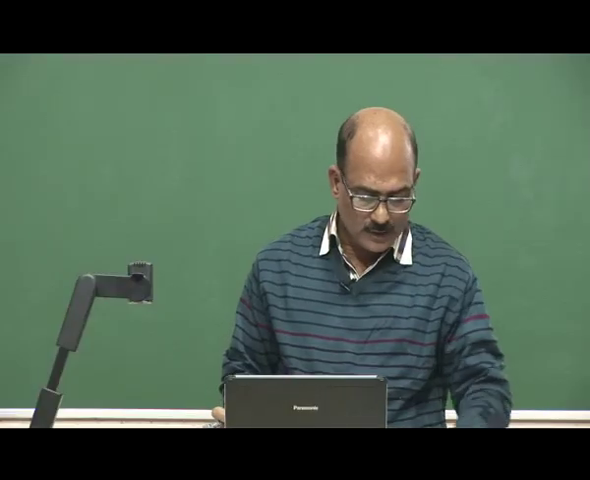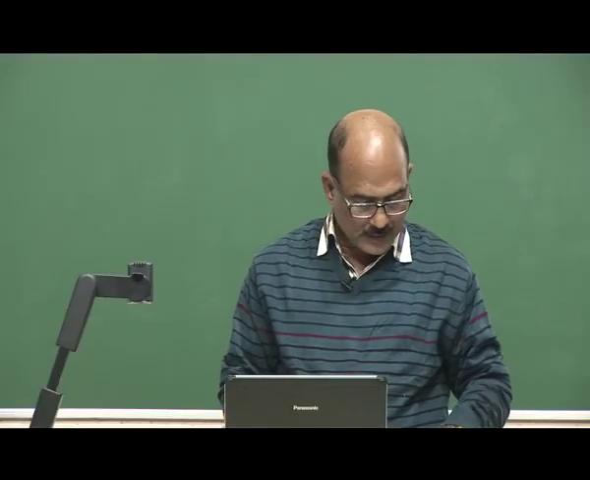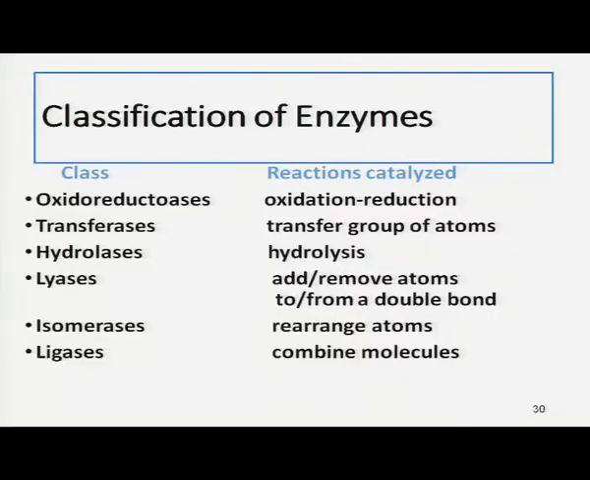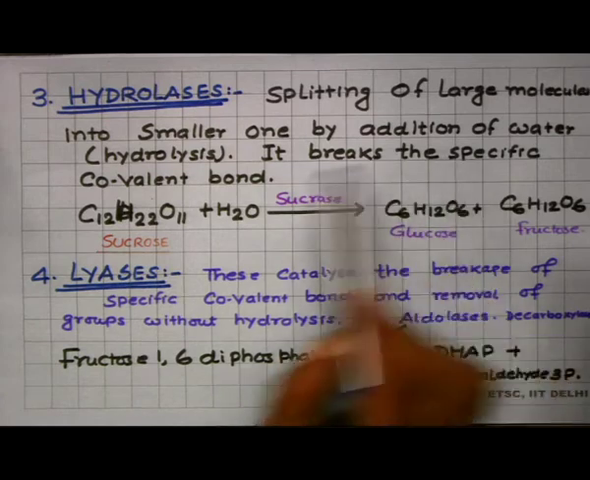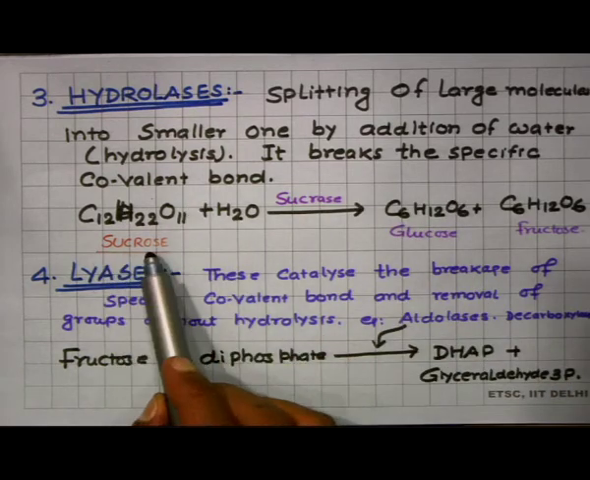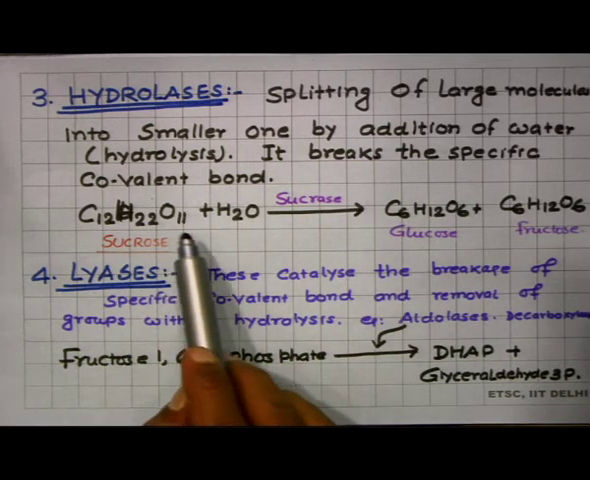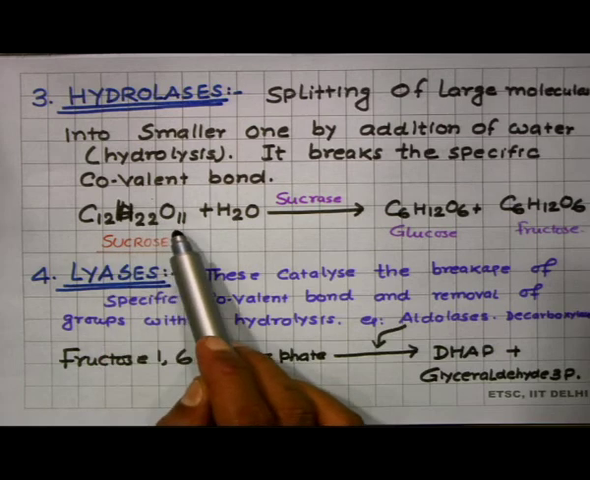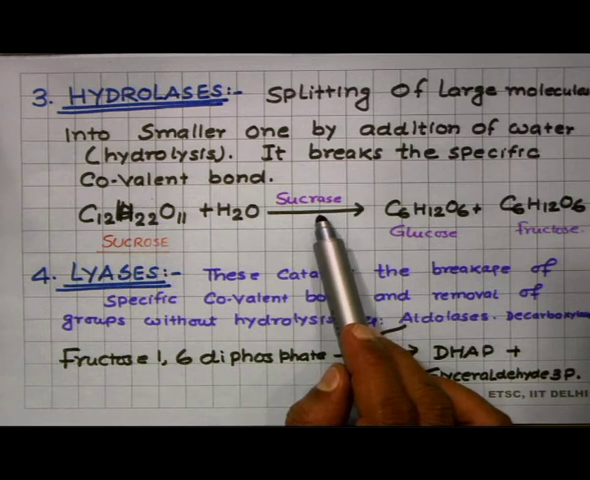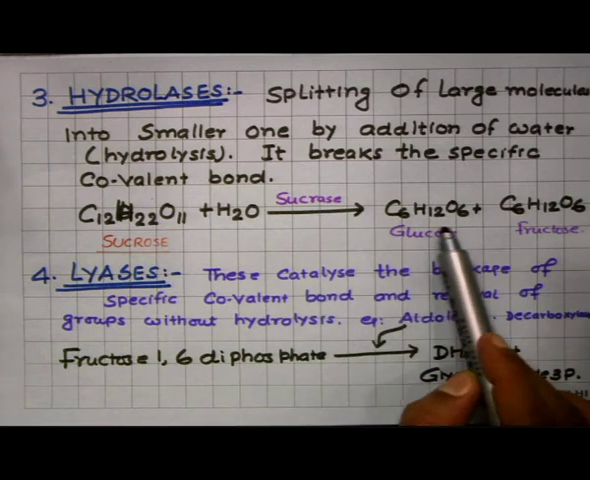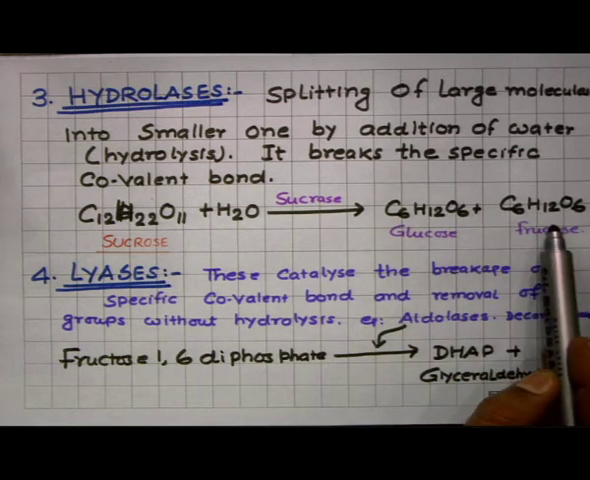The third one is hydrolase. Hydrolases split large molecules into smaller ones by the addition of water. It breaks a specific covalent bond. Here I have given the example of sucrose, C12H22O11, which when combined with water with the help of sucrase is converted into glucose and fructose.